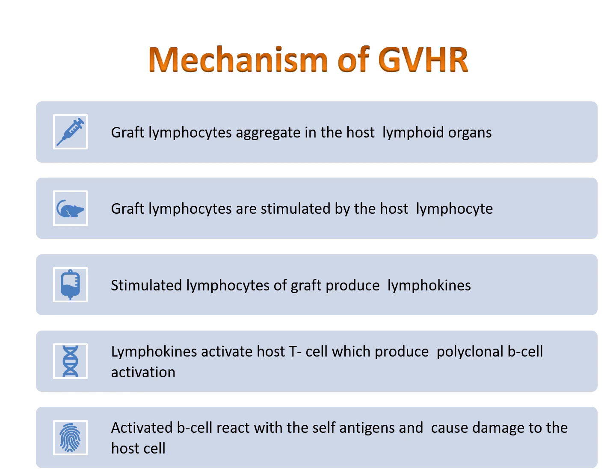Several reactions occur, but in this slide I have mentioned the important reactions or steps that take place, which result in activation of the B cell and damage to the host cell. So B cells play a major role. Actually, all the components play a major role, but B cells release the antibodies, and the activated B cells react with the self antigens and cause damage to the host cell.